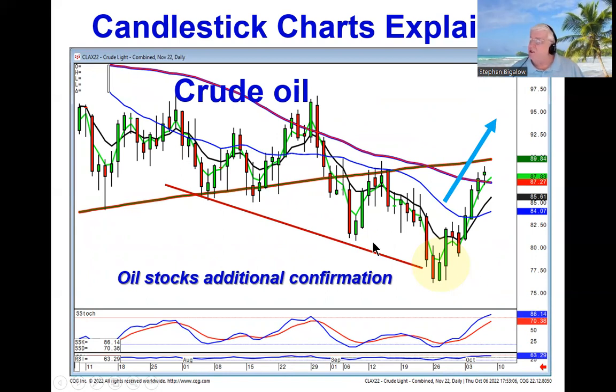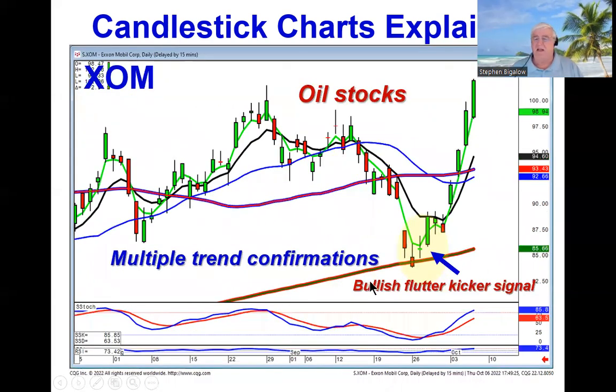An additional confirmation is you can go to other stocks in that sector. You can see the bullish flutter kicker signal in ExxonMobil. Again, right smack dab off the 200-day moving average, improving the probabilities that this strong buy signal is additionally being confirmed by the fact that everybody decided to start buying right here at the 200-day moving average. So buying candlestick reversal signals doesn't necessarily require just identifying the signal, but what are the other confirming indicators that would enhance the probabilities that you've got a new trend in that stock or sector?